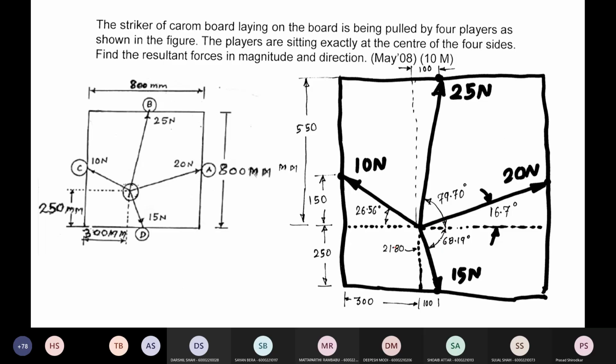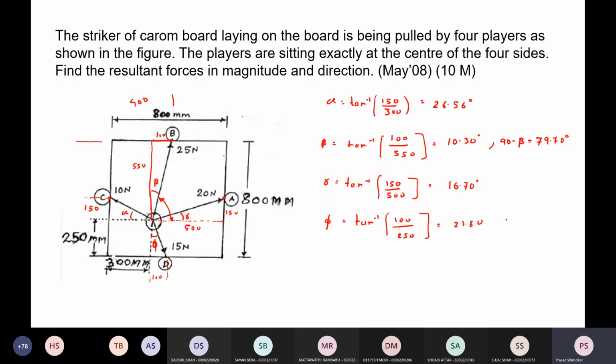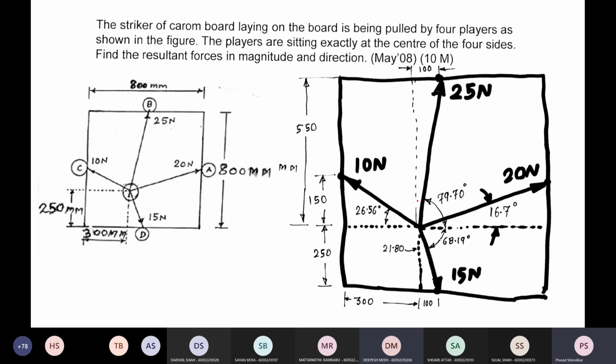And phi, I have also done that 90 minus phi. So that is equal to 68.19. Because I want to do all cos or all sine just to avoid calculation mistakes. Because when I'm resolving with x-axis, I want to do all cos, and when I'm resolving with y-axis, I will do all sine. Okay, so that's why I have done this. It is not necessary, but it's up to you. But just for the sake of convenience, I have done it. So these are the 4 angles.